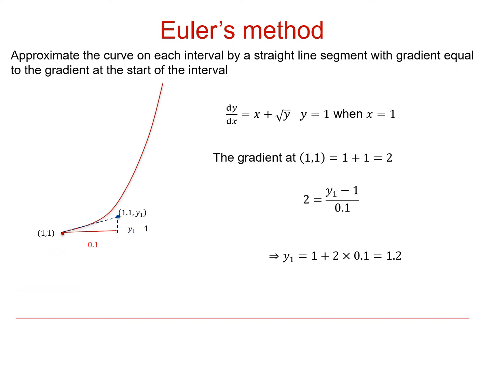Here's that calculation presented slightly more formally. So we've worked out the gradient at 1, 1. We know the gradient is the change in y divided by the change in x. So we know the change in x is 0.1. We know the change in y is our value y1, take away y0, which is 1. So there's the change in y, that's the change in x, and we know that equals 2. So we can multiply up by 0.1 and add 1 to both sides, and that gives you y1 equal to 1.2.